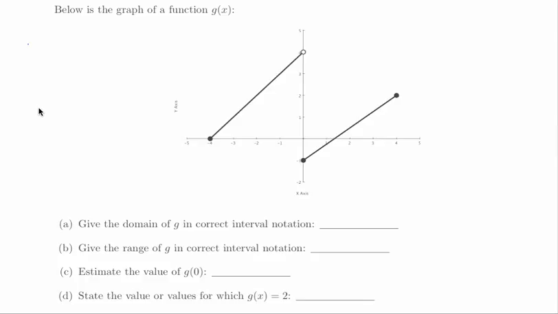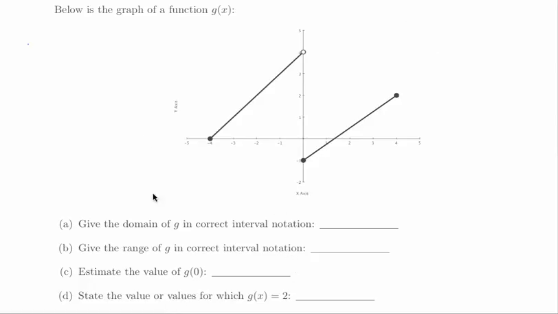Alright, this is a walkthrough of Mastery Exam FB, Practice Version 1, Problem 2. Since Problem 2 refers to a graph, and it's just 4 questions about the same graph, I'm going to do all 4 parts of this problem at once. So here we have a function g of x given to us as a graph, no formula, and we're asked to find domain, range of g, estimate a value of g of 0, and state the value or values for which g of x equals 2.